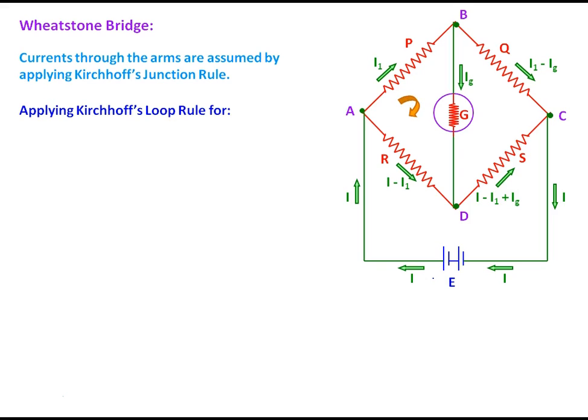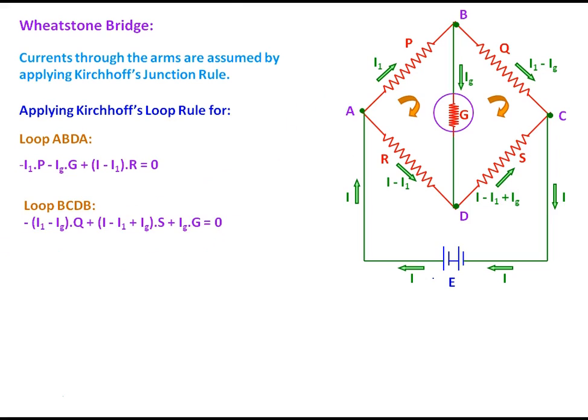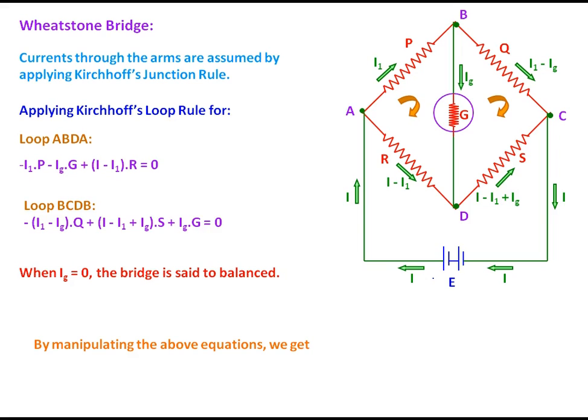Firstly, I take this loop. All of you write yourself the KVL equation. Then I take the second loop. All of you write the KVL equation. Then you will say no deflection, Ig is 0. Solve the equations and we get the result. Okay.